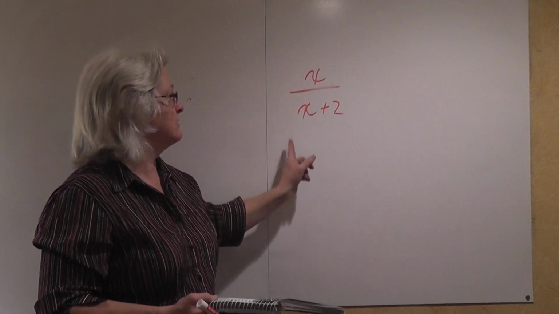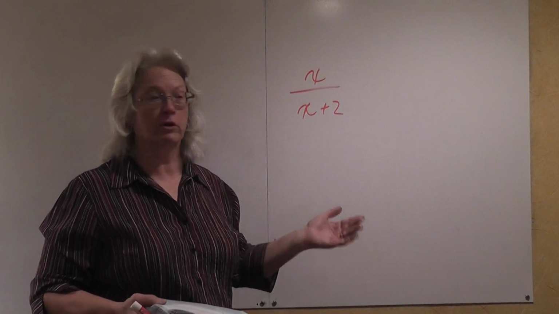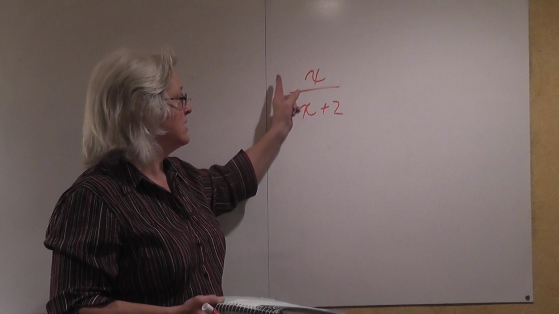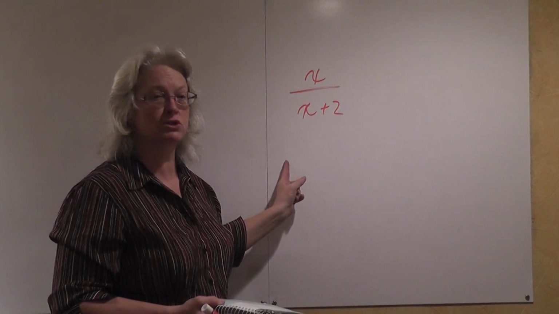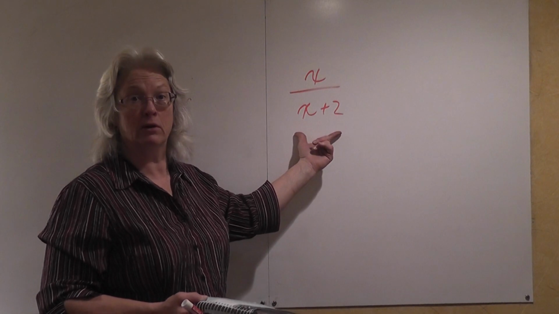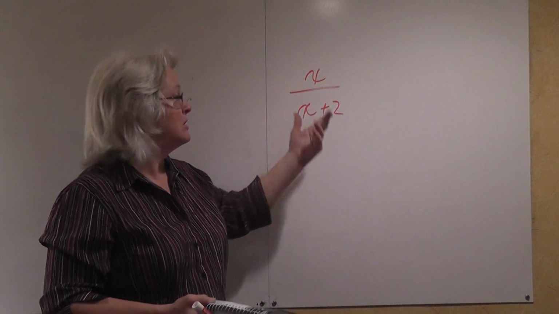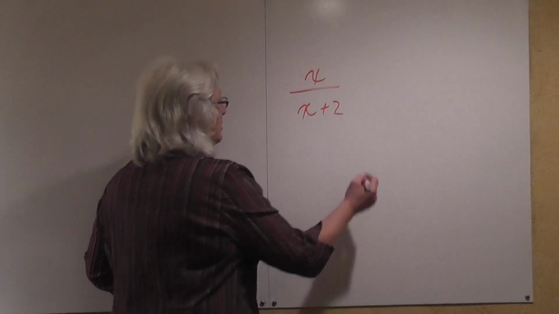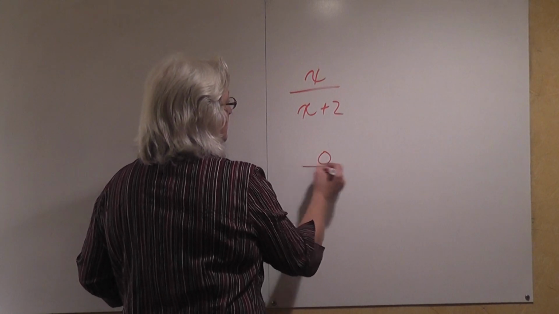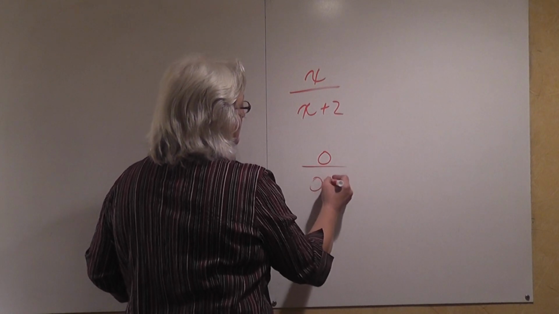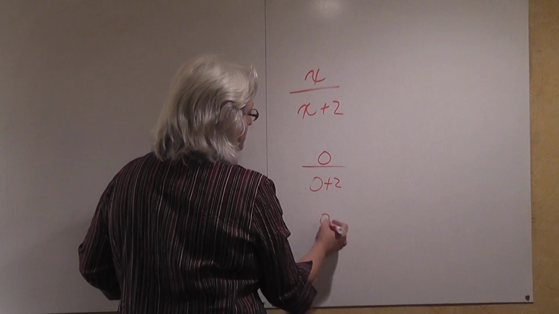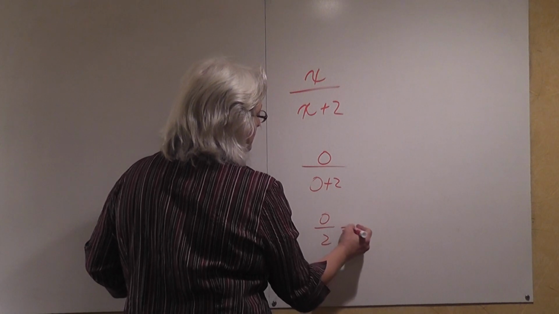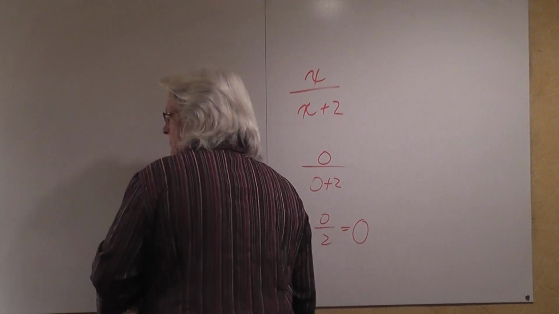Now, x can be any value in the world, but in order for this to be a rational expression, the denominator can't be equal to 0. So what happens, for example, if we say that x is equal to 0? Well, if x were equal to 0, we would have 0 divided by 0 plus 2. 0 over 2 is equal to 0.